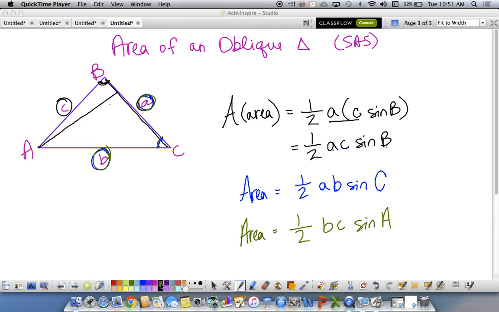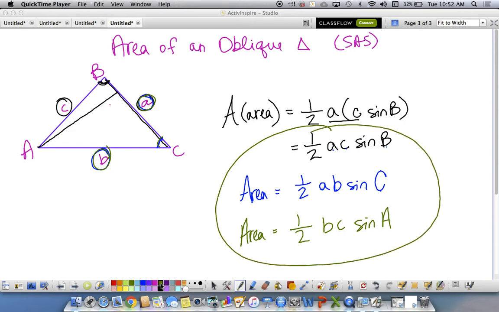And they go on to say, if that included angle is a right angle, then sine of 90 degrees is, guess what? 1. So it's just the two sides times each other divided by 2. So you have these formulas written down. We're going to write them down again, but let's work a problem.